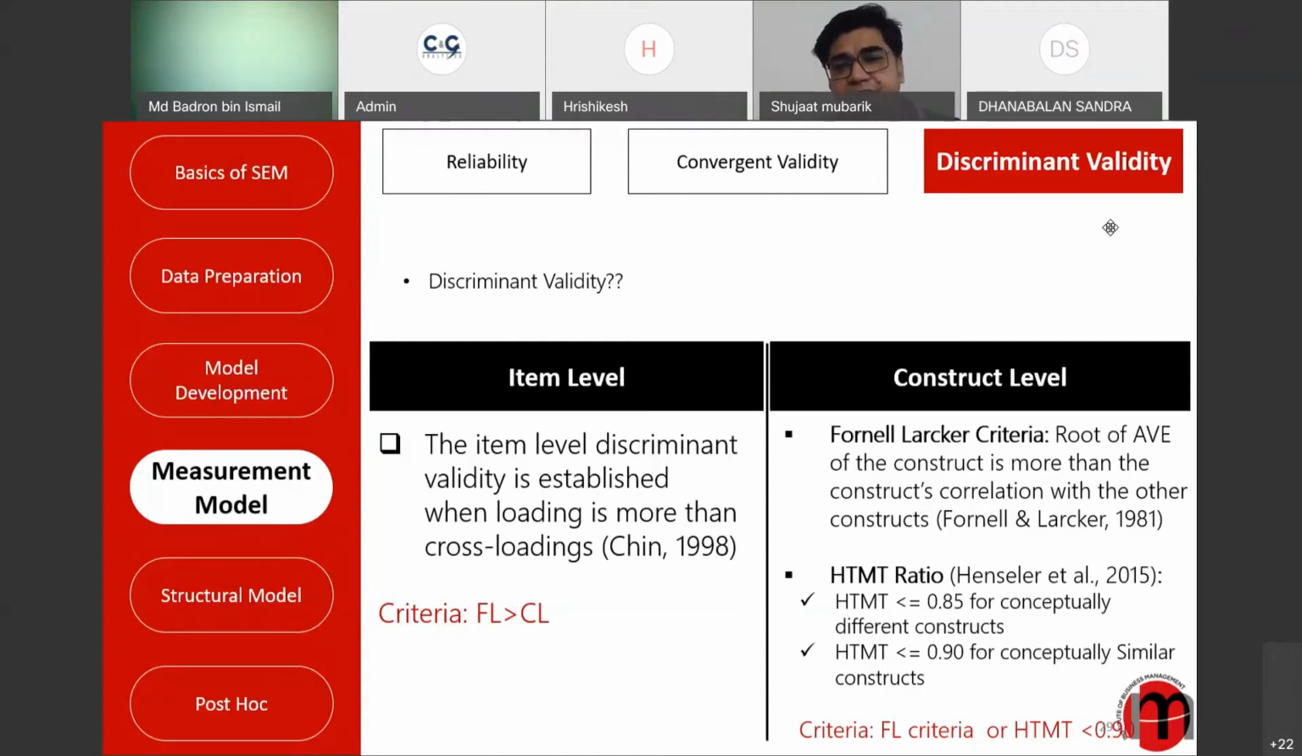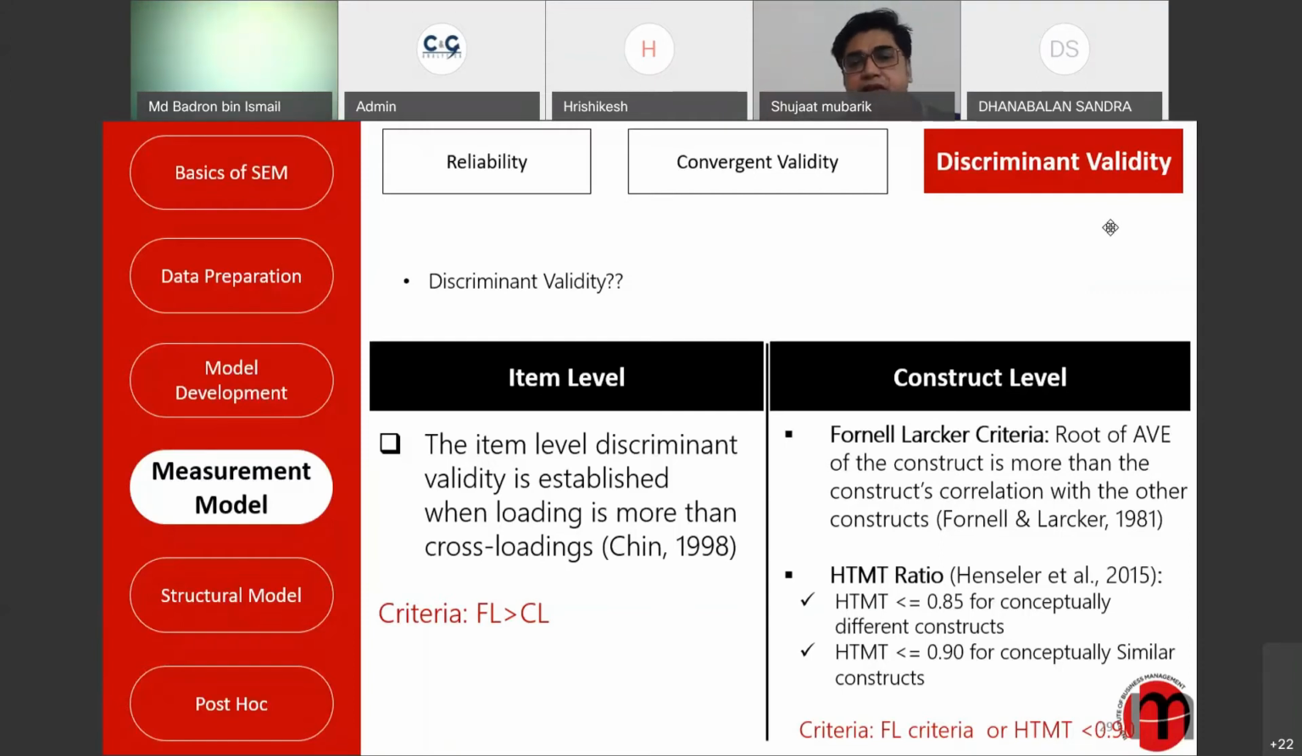At the construct level, there are two criteria. One is the Fornell-Larcker criterion, and the other one is the HTMT criterion. The Fornell-Larcker criterion is very simple: we take the square root of the AVE, average variance extracted, and then we compare that square root with the inter-construct correlation. Okay, now what is the basic rationale behind this?